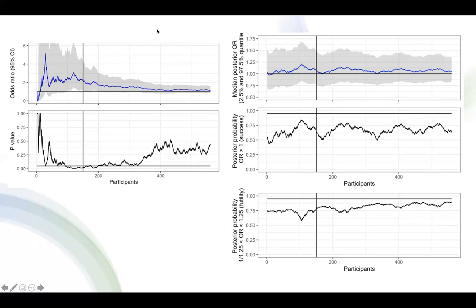It was never close. The bottom one shows futility, that if we believe that the odds ratio is in a very tight range around 1, we don't really think that this experiment is worth continuing. And as you can see, we're trending up towards that. So if I had to predict, I'm expecting us to stop this experiment due to futility.